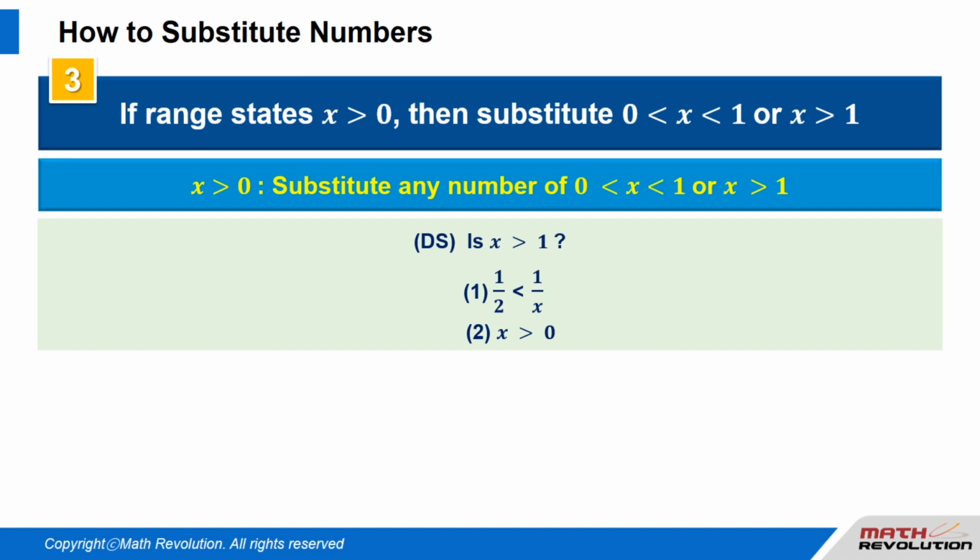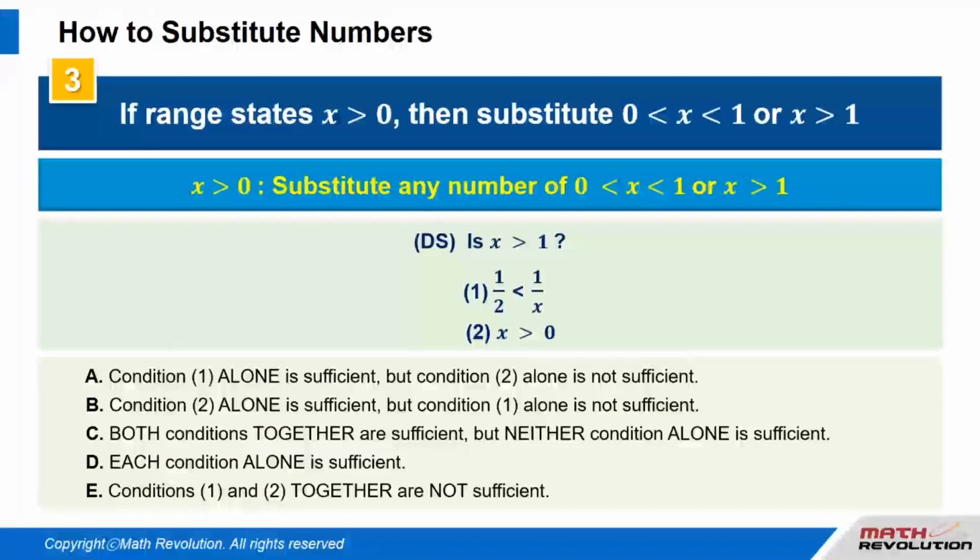Condition 1. 1 over 2 is less than 1 over x. Condition 2. x is greater than 0. A. Condition 1 alone is sufficient, but condition 2 alone is not sufficient. B. Condition 2 alone is sufficient, but condition 1 alone is not sufficient. C. Both conditions together are sufficient, but neither condition alone is sufficient. D. Each condition alone is sufficient. E. Conditions 1 and 2 together are not sufficient.